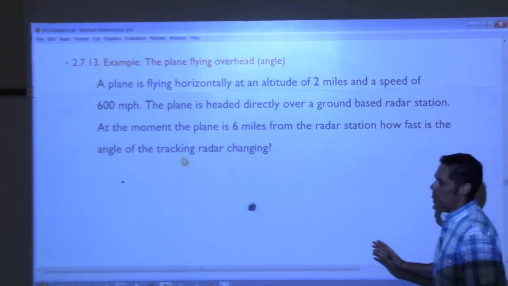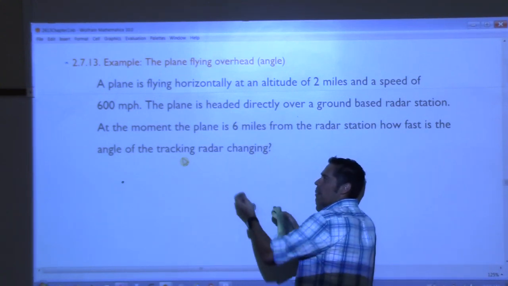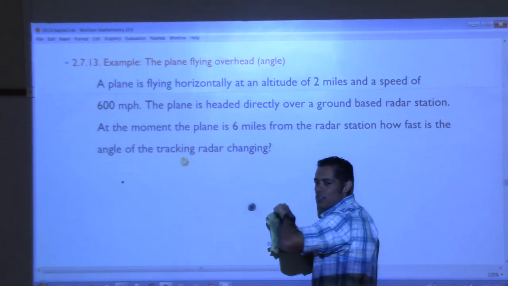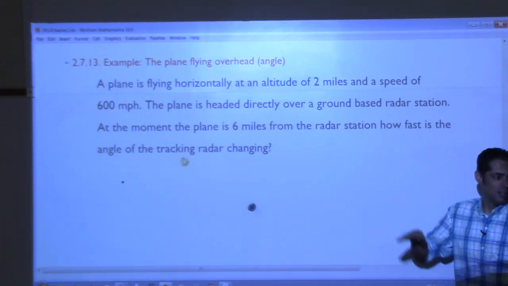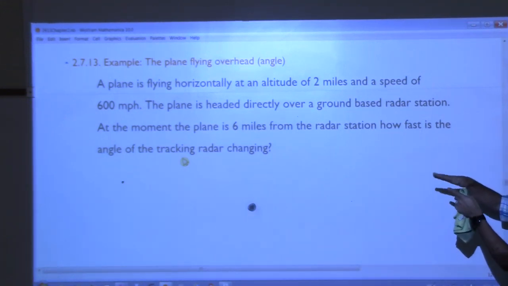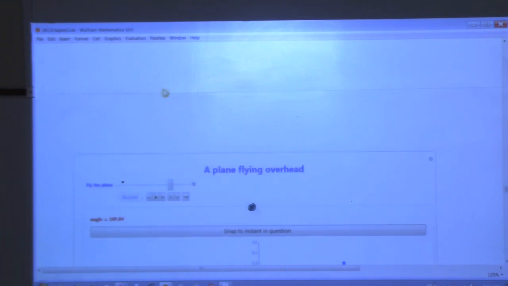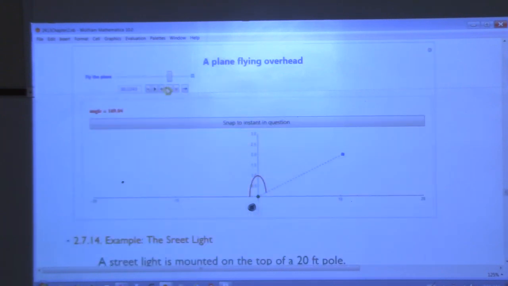So totally different problem. Instead of trying to figure out the rate at which the distance between me and the radar station is changing, I need to look at the angle and how fast the angle is changing. Let's take a look at the picture first. I'm kind of going to give it away when I show you the picture. But I want you to pay attention to the angle and how it grows.